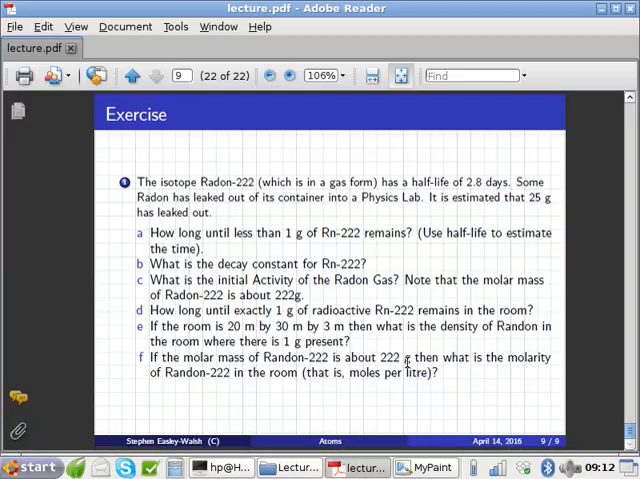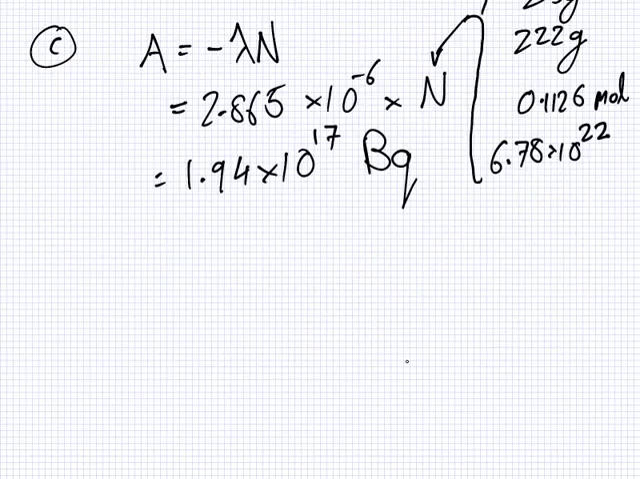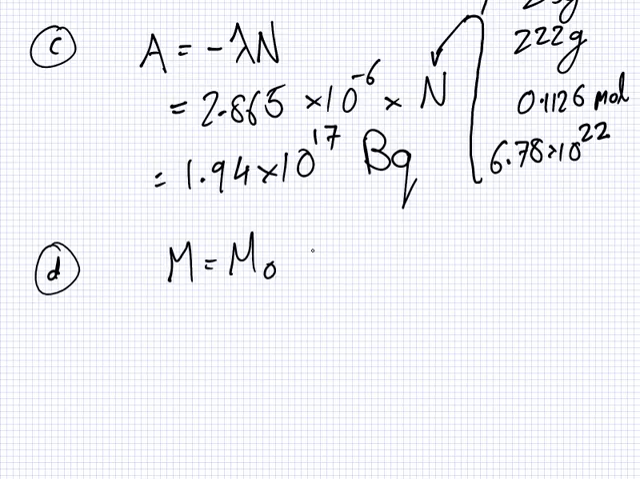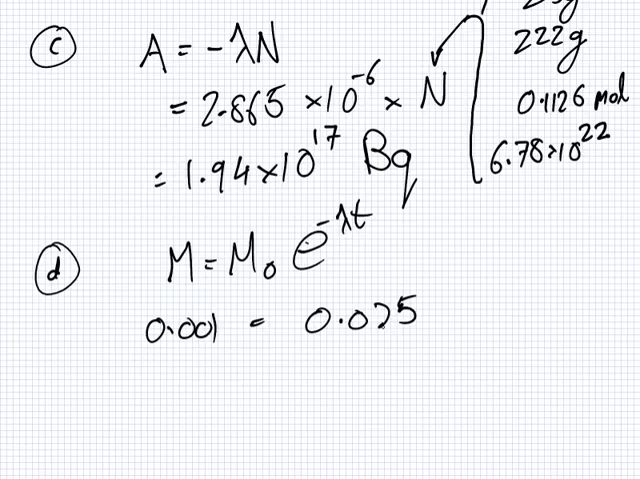Now, Amanda, this is where it says how long until exactly 1 gram is left. So we can use our formula. M equals M0 e to the minus lambda t. 1 gram equals 25 grams e to the minus lambda t.